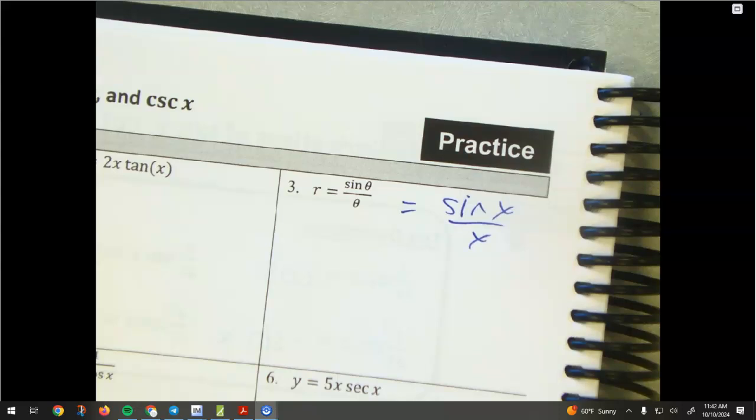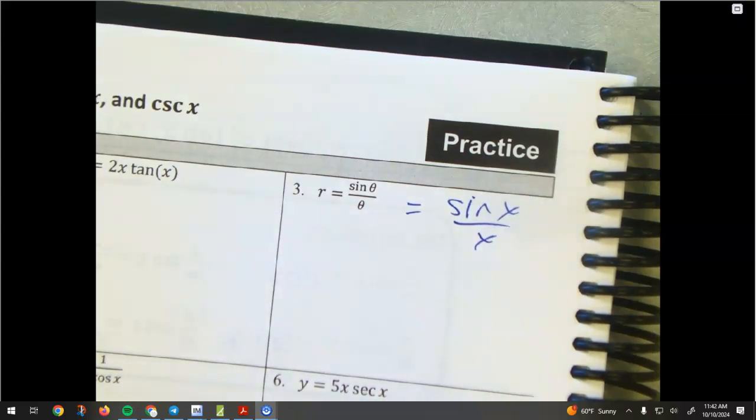Anything else for me? By tomorrow, I would expect you to be all the way done through 2.10 and the review. And we'll do section 3.1 tomorrow. We'll start the chain rule tomorrow. Chain rule's fun.